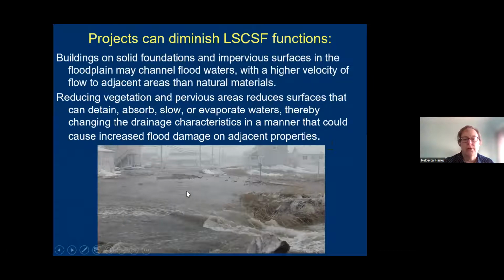was creating a lot of erosion. So buildings on solid foundations in that situation where there's that much flow and water movement can channelize flow and cause higher velocities that can cause damage to others. So increasing the vegetation and reducing impervious areas helps absorb the flow, slow down the floodwaters so that they can reduce the damage to other properties.